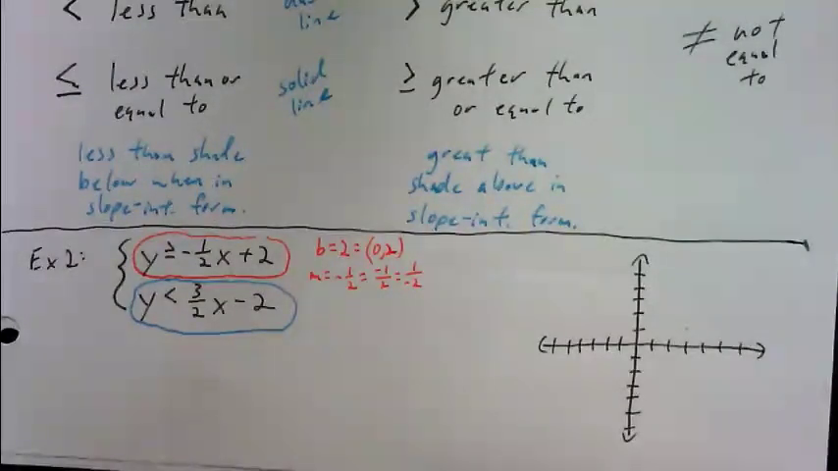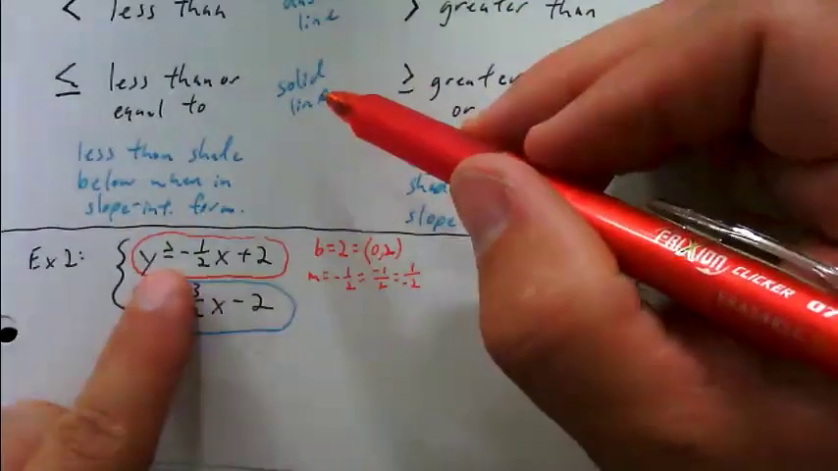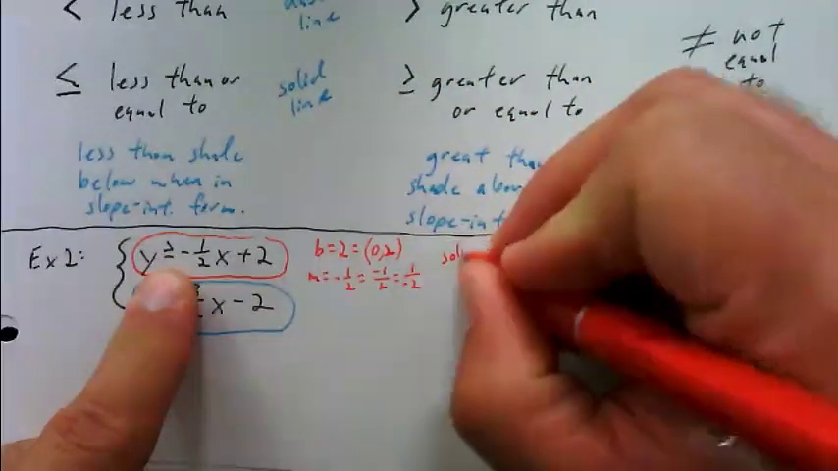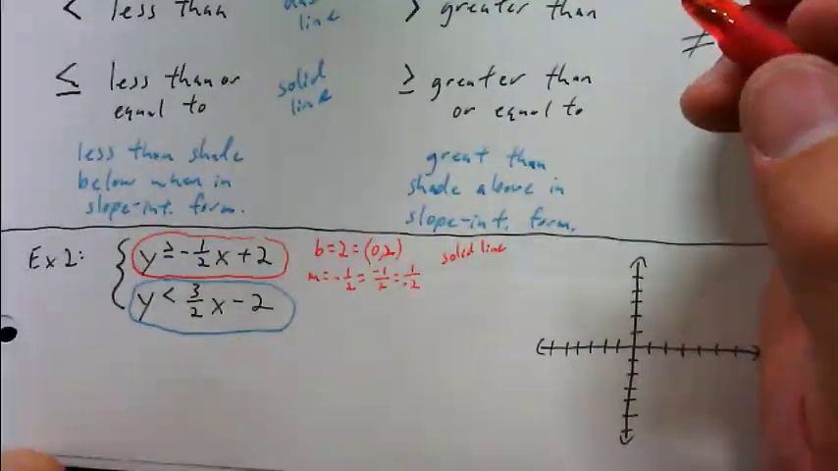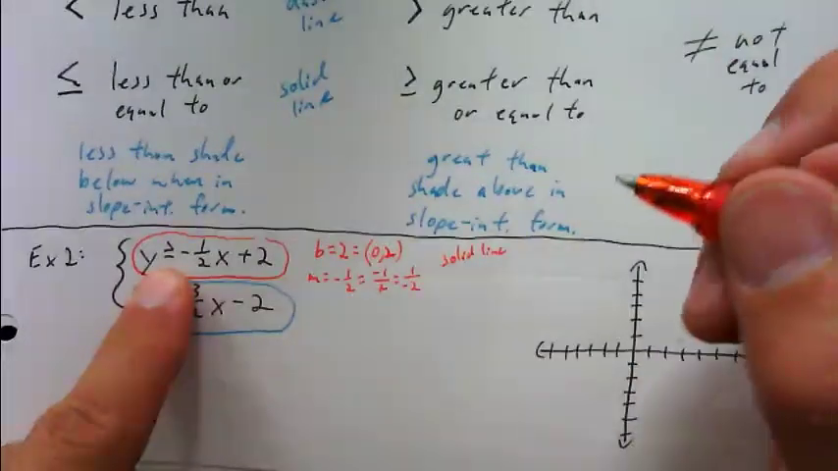All right. The other important information here that we need to know is, is this a dashed line or a solid line? Solid, because it has an equal to. And what side am I shading? Above or below? So it's greater than, so I'm going to shade.